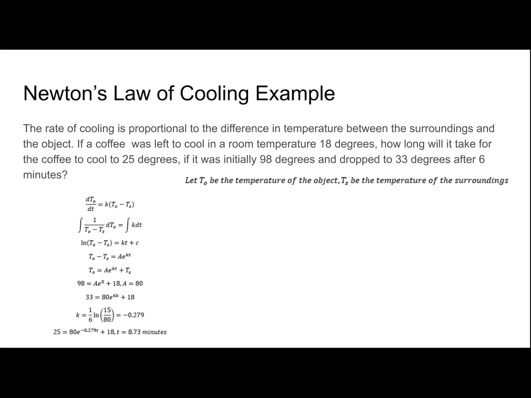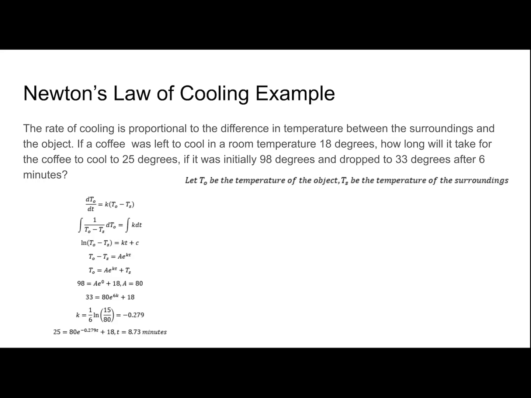And if we rearrange, we should find that k equals 1/6 of ln of 15 over 80, which simplifies to negative 0.279, which makes sense because since the k value is negative, that means that the temperature of the object is decreasing over time because it's cooling due to the difference in temperature.